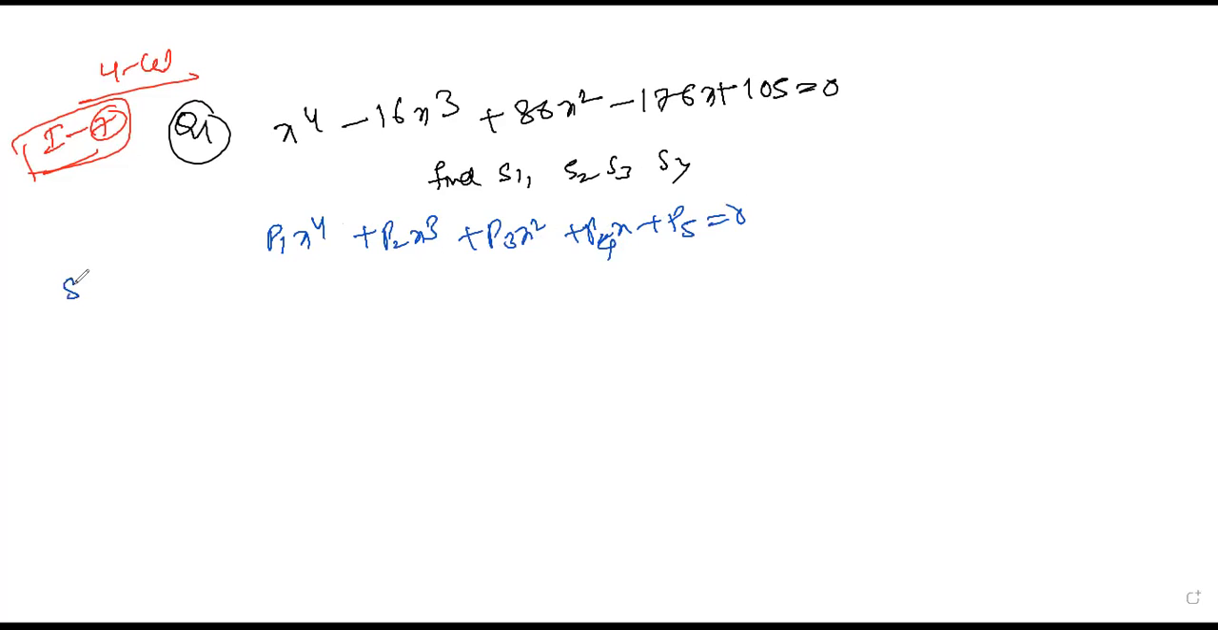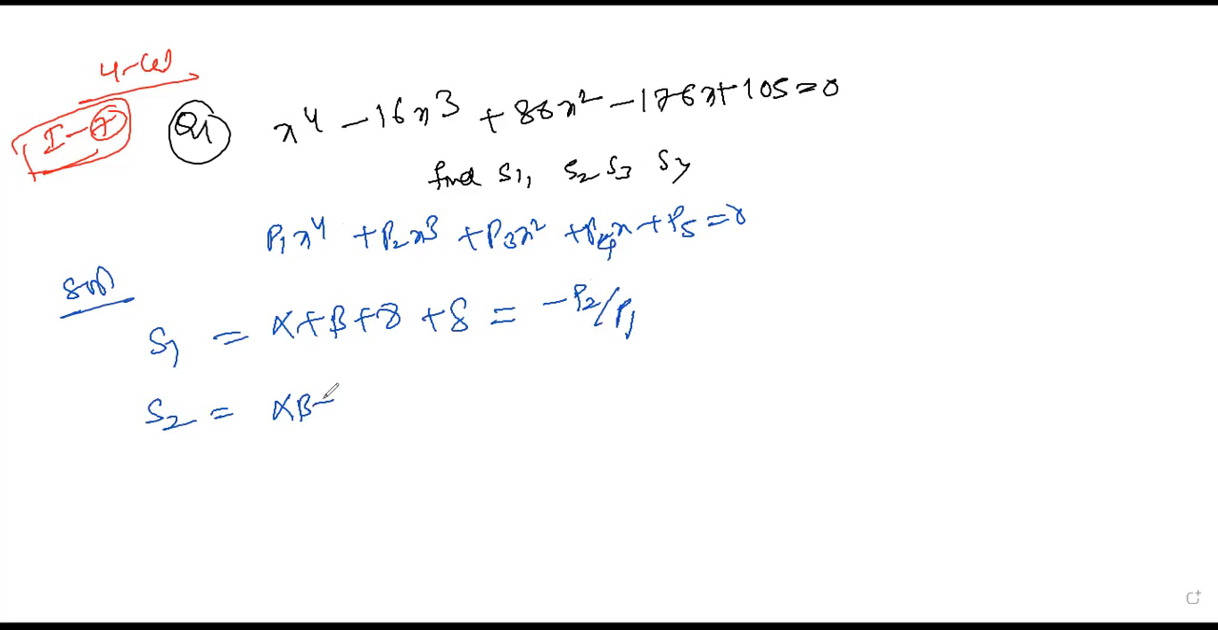Coming to the solution part, they are asking S1, S2, S3, S4. S1 means the sum of the roots: alpha plus beta plus gamma plus delta, which is minus P2 by P1. S2 is alpha beta, beta gamma, gamma delta, and so on. I can write it directly with sigma. It is the double product, which is P3 by P1.